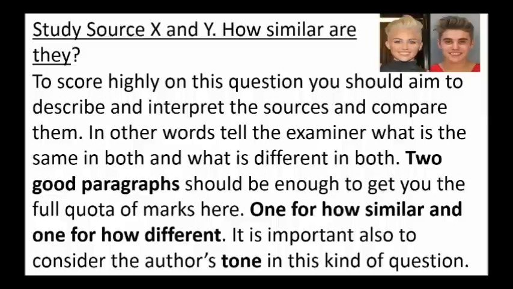Now, with all questions 1 to 5, I recommend 2 paragraphs. One that answers and agrees with the question, and one that disagrees. So for this type of question, and to score highly, you should aim to describe and interpret the sources and to compare them. In other words, tell the examiner what is the same in both in one paragraph, and then what is different in both in another. So 2 good paragraphs should be enough to get you the full quota of marks here. It's also important to consider the author's tone in this kind of question and to refer directly to him or her.